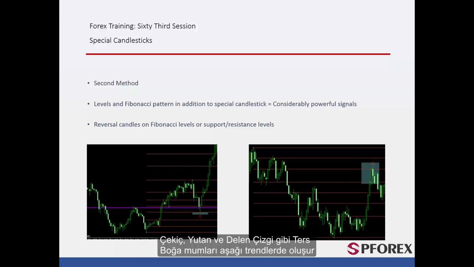Reversal bullish candles such as hammer, engulfing, and piercing line form on downward trends. Also, traders can exploit Fibonacci patterns to detect these special candlesticks. Reversal bearish candles such as shooting star, engulfing, and dark cloud form on upward trends. Also, traders can use Fibonacci patterns to detect these special candlesticks.